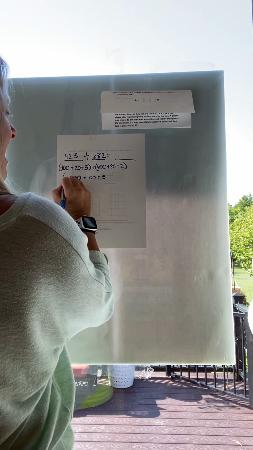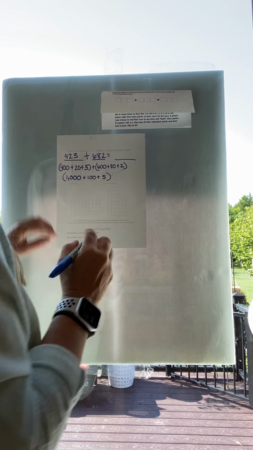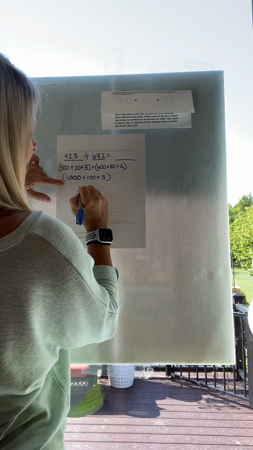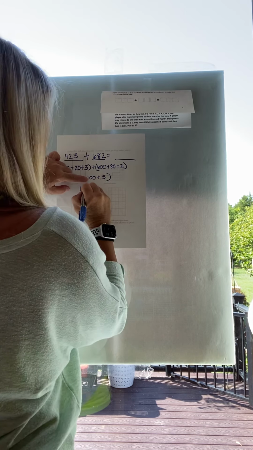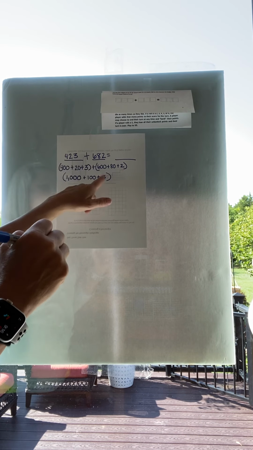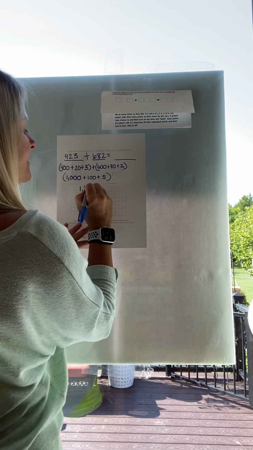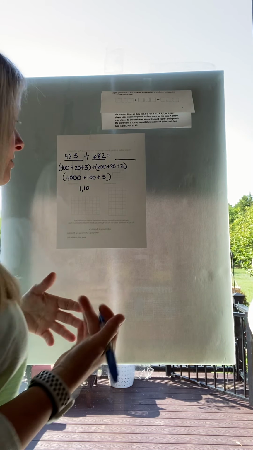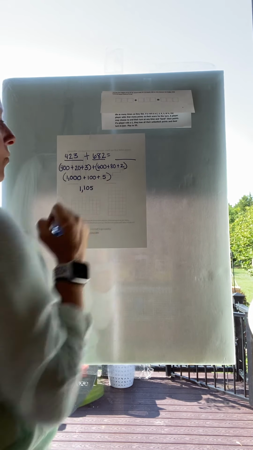Then I would go ahead and combine all of these. There's going to be a 1 in the thousands place, there's going to be a 1 in the hundreds place, and there are no tens. So I must use a 0 to represent that there are no tens, and then there are 5 ones.